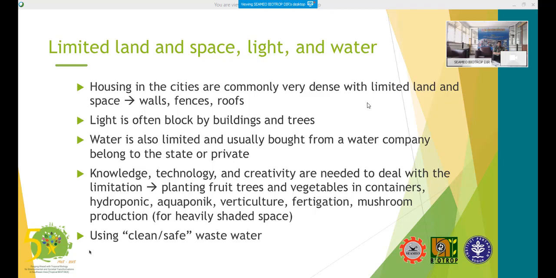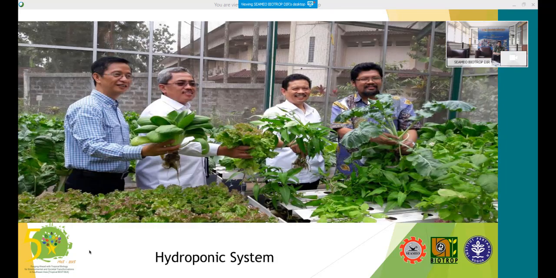So planting fruit trees and vegetables in containers, hydroponics, aquaponics, verticulture, fertigation, mushroom production, that is the kind of strategy that we can do. Because mushroom production, for example, we can do that under a heavily shaded space and using clean and safe wastewater. Next. So this is an example of hydroponics in our center in Seameo Biotrop.